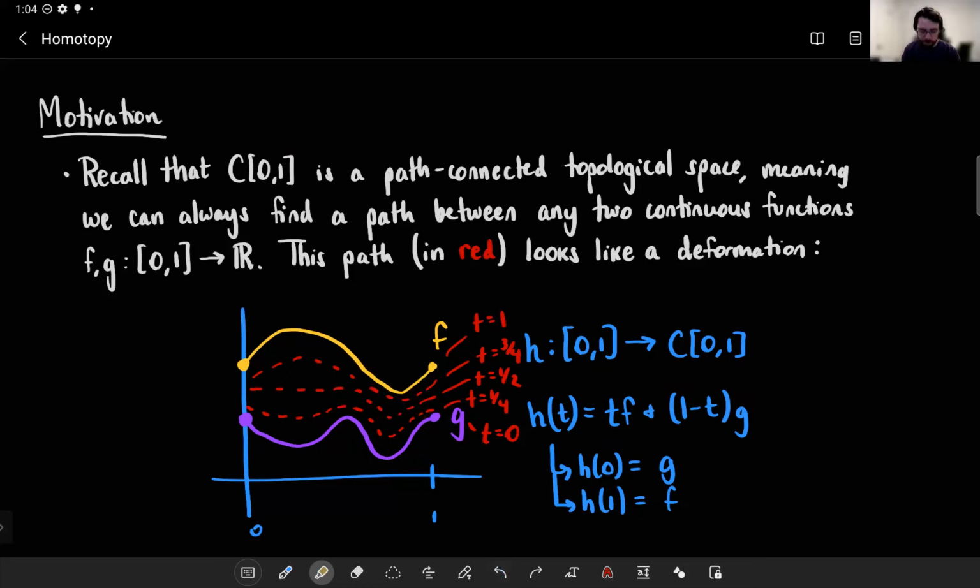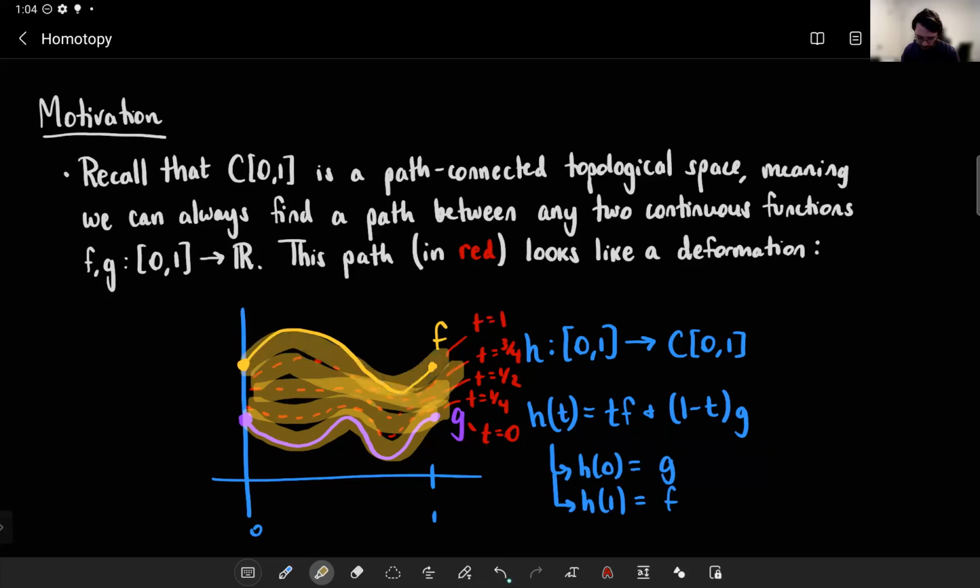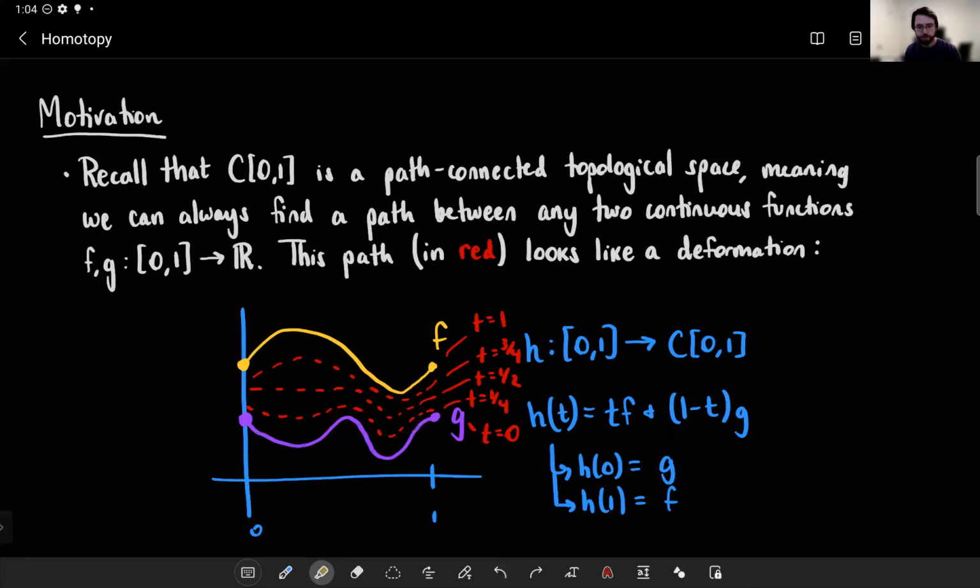And so really what this is supposed to bring to mind is that you're deforming one of these functions into another, right? If you think about this happening continuously over time, right, these are minuscule little continuous changes to get from one function to another. And so it's kind of like you're deforming functions.